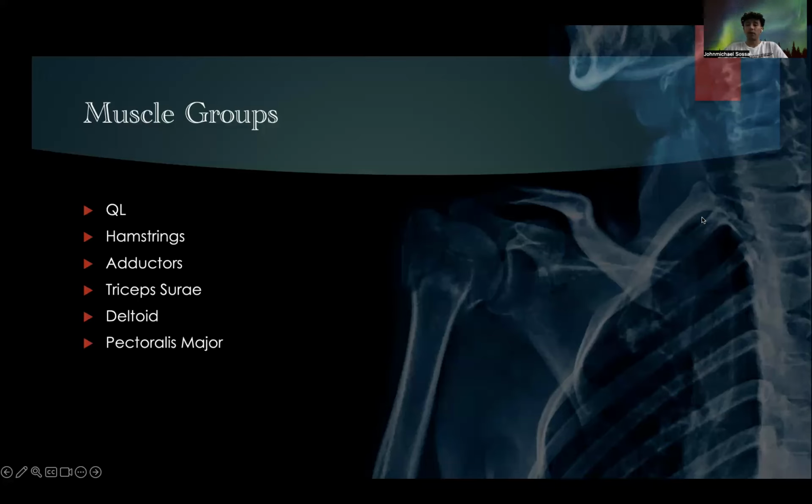Starting off with the muscle groups, of course I started off with the QL. After that, I chose the hamstrings, the adductors, the triceps surae, the deltoid, and of course the pectoralis major.